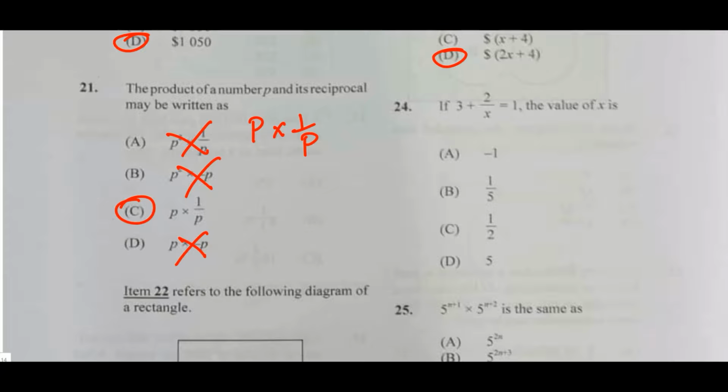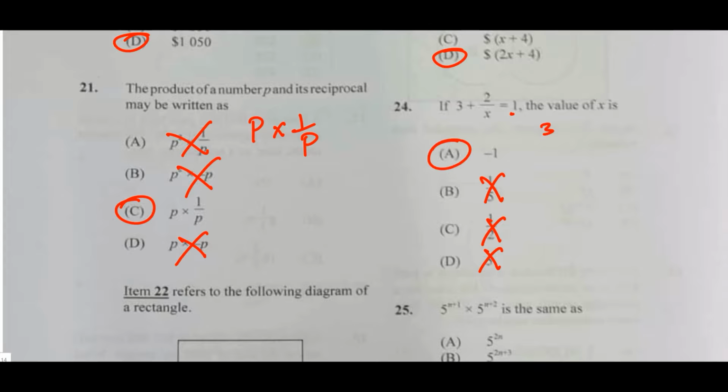And number 24, if 3 plus 2 over x is equal to 1, the value of x is. Now you don't have to work it out, you can just use common sense. Just look at the answers. What number must x be to let this be positive 1? If x is 1, we'll have 3 plus 2, which is 5. That wouldn't work. If x is negative 1, 2 over negative 1 gives us negative 2. So 3 plus negative 2 gives us positive 1. So our answer would be A.